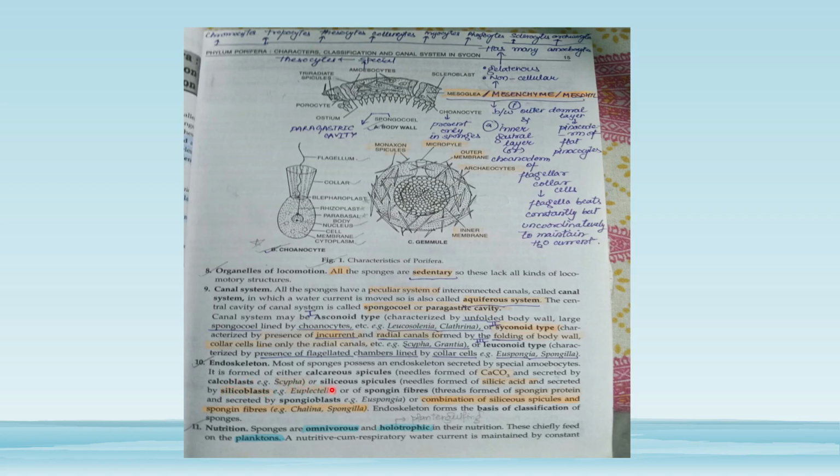Example, Scypha. Siliceous spicules. Siliceous means having silicic acid and secreted by silicoblasts. Blast means cells. Example is Euplectella. Next is spongin fibers. Threads formed of spongin protein and secreted by spongioblasts. Example, Euspongia. The terminologies are very much interrelated, so you can remember them with one or the other, or a combination of siliceous spicules and spongin fiber. Example, Chalina, Spongilla. Endoskeleton forms the basis of classification of sponges.